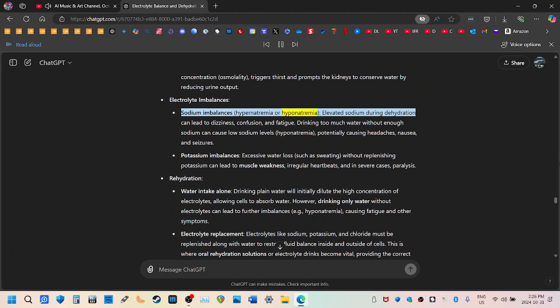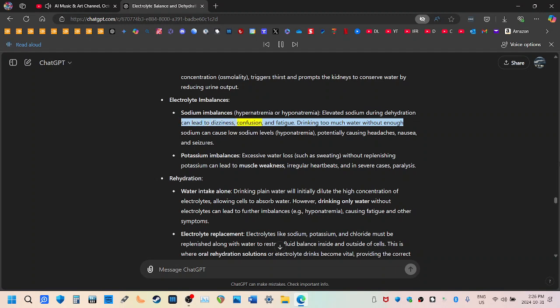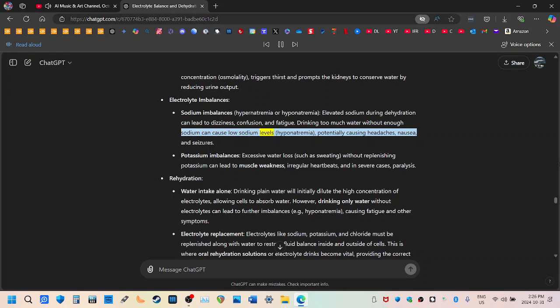Electrolyte imbalances. Sodium imbalances: hypernatremia or hyponatremia. Elevated sodium during dehydration can lead to dizziness, confusion, and fatigue. Drinking too much water without enough sodium can cause low sodium levels, hyponatremia, potentially causing headaches, nausea, and seizures.